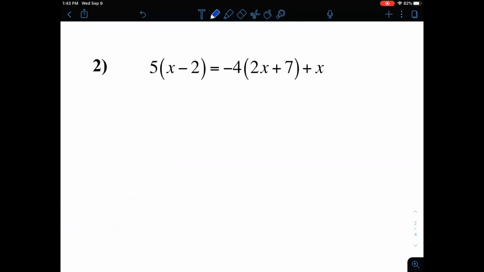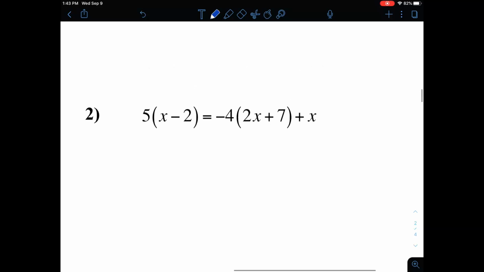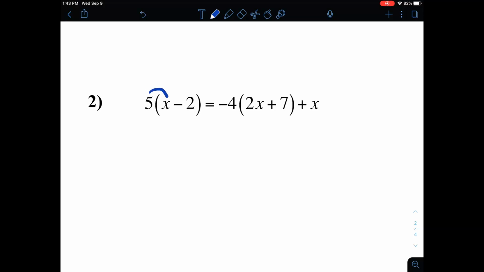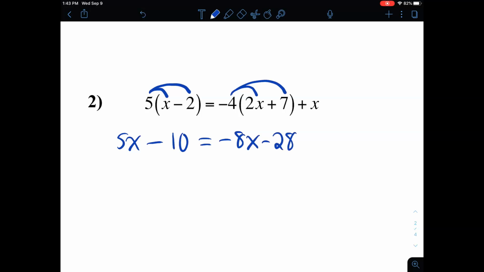All right, number 2. Any fractions to bust here? No. Anything to distribute? We do. We got a couple things to distribute. So we're going to do 5 times x and 5 times negative 2. Negative 4 times 2x and negative 4 times 7. 5 times x is 5x. 5 times negative 2 is negative 10. Negative 4 times 2x is negative 8x. Negative 4 times 7 is negative 28 plus x.